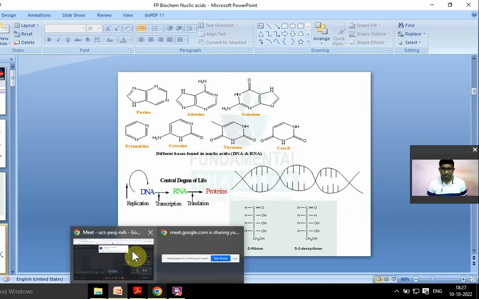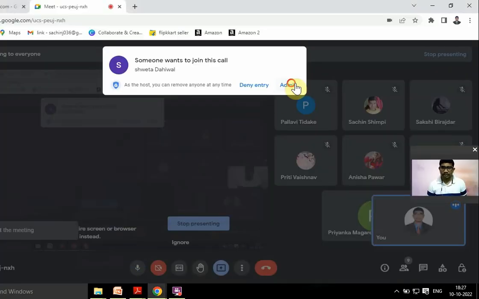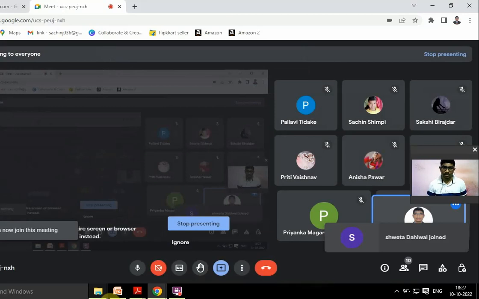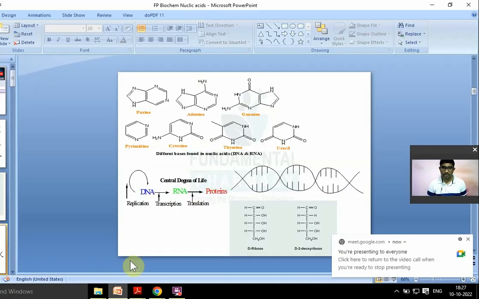तो यहाँ पे याद रखो DNA और RNA में purines क्या रहेंगे? सेम रहेंगे. pyrimidines में डिफरेंस है. यहाँ पे pyrimidines में DNA और RNA में डिफरेंस है. So I will explain this.